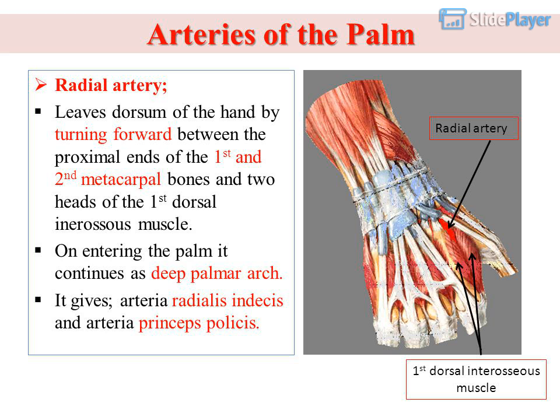Arteries of the palm: radial artery. It leaves the dorsum of the hand by turning forward between the proximal ends of the first and second metacarpal bones and the two heads of the first dorsal interosseous muscle. On entering the palm it continues as the deep palmar arch. It gives the arteria radialis indicis and the arteria princeps pollicis.